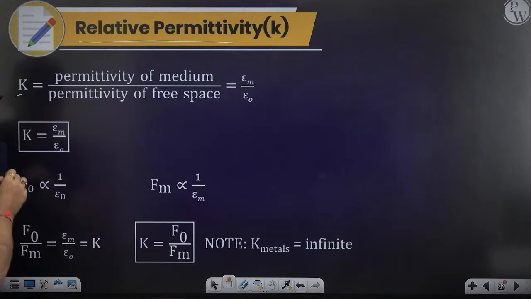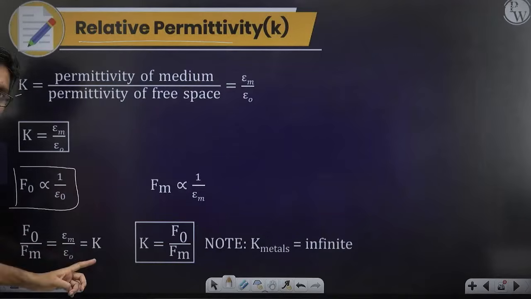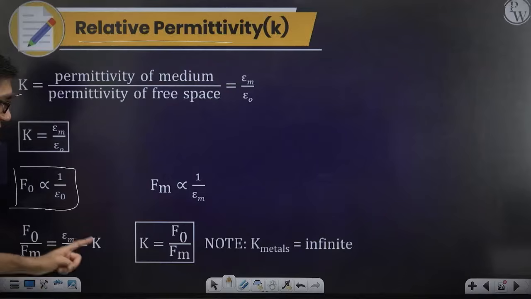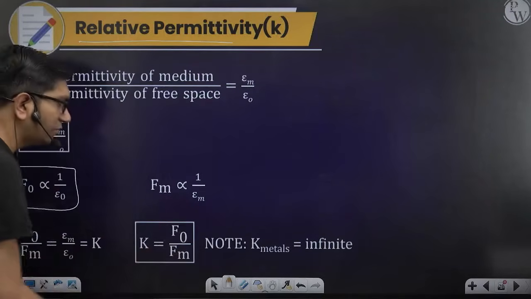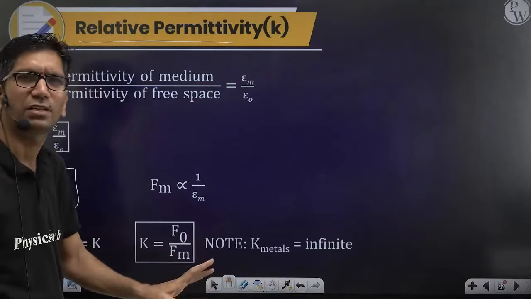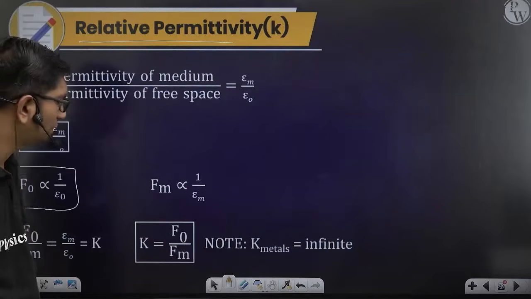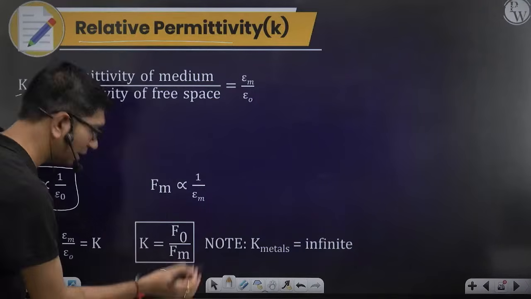Okay, so we can express the relative permittivity in terms of force. This one you have to remember, beta. K is equal to F0 by Fm. Actually we have a proof also, but it is not needed, it is not at all useful for you. F naught by Fm, this one you have to remember.